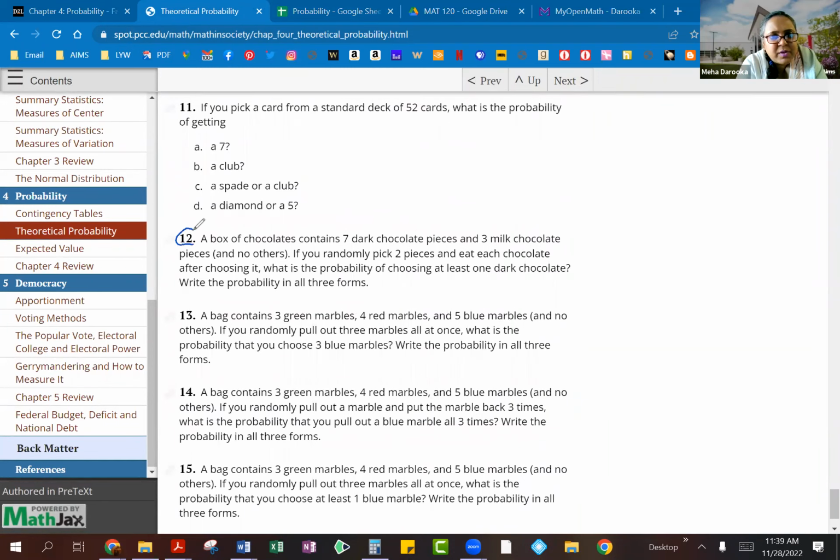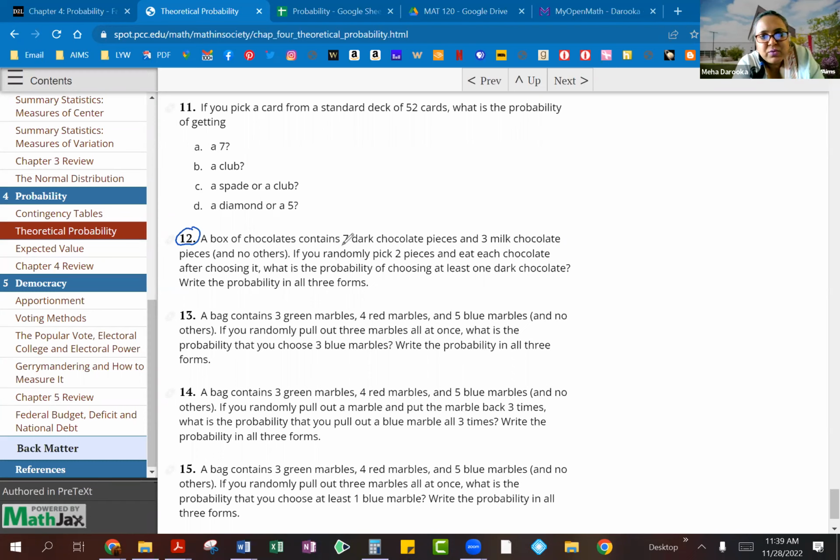Alrighty, so number 12 is talking about a box of chocolates containing 7 dark chocolate pieces and 3 milk chocolate pieces and no others. If you randomly pick 2 pieces and eat each chocolate after choosing it, what is the probability of choosing at least one dark chocolate? The probability in all 3 forms.